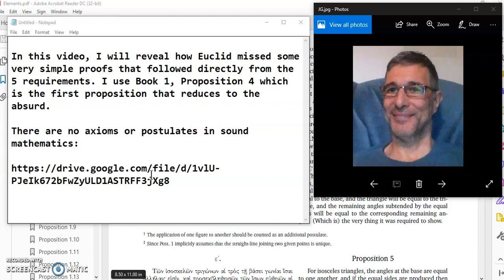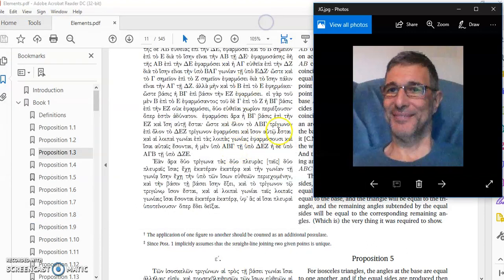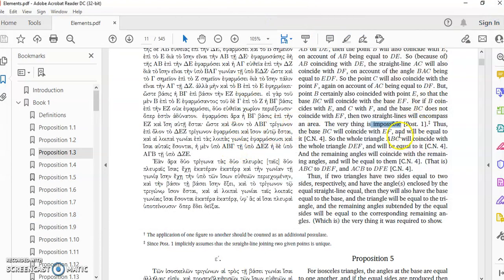In this video, I will reveal how Euclid, that's right, Euclid, missed some very simple proofs that follow directly from the 5 requirements. To do this, I use Book 1 and Proposition 4, which is the first proposition that reduces to the absurd. Okay, so let's see, why does that proposition reduce to the absurd? Well, it says the very thing is impossible because it assumes that 2 straight lines will encompass an area.